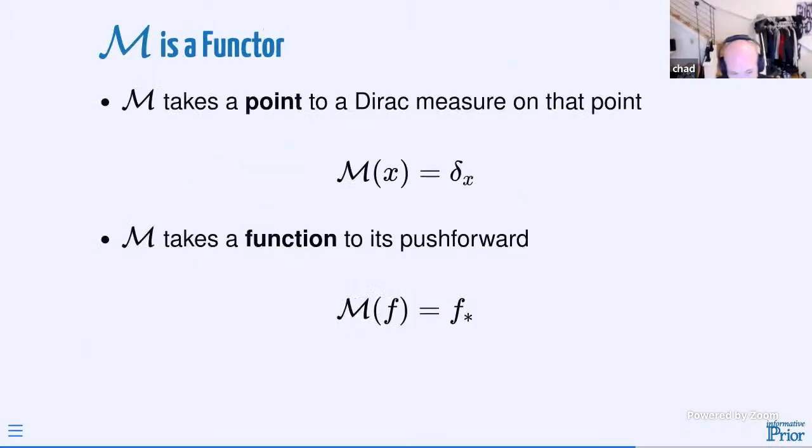Okay, this m that we mentioned back at the beginning is a functor. For something to be a functor, we need to know what it does to points and what it does to functions. On a given point, in this case, it's the Dirac measure on that point. And for a given function, it takes a function to its push forward. So the function is on points. The push forward is a function on measures, from one measure to the other. And this is a functor from morphisms on points to morphisms on measures.